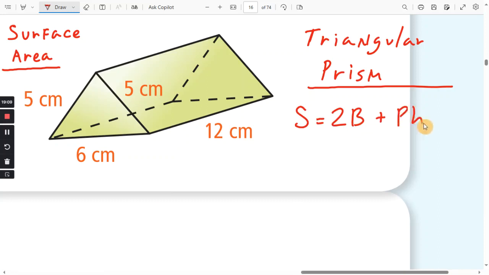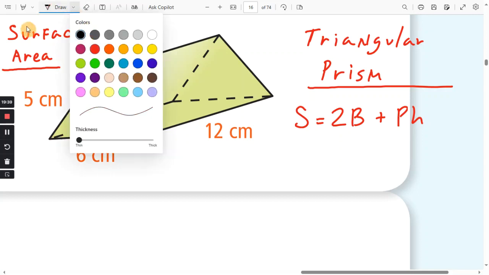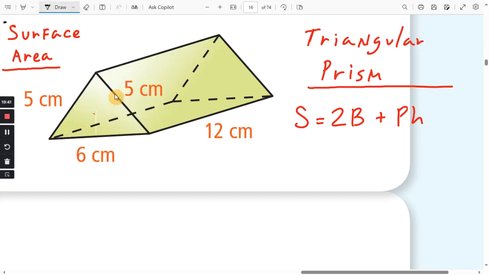Now, in this case, I am not going to break this part up into apothem times perimeter. Why is that? Because I cannot find the apothem here. If I drew in the center of the triangle and drew in the apothem, it would be very difficult, if not impossible, to find. So we might as well just find the area of this triangle right here, and that will be my base, capital B.